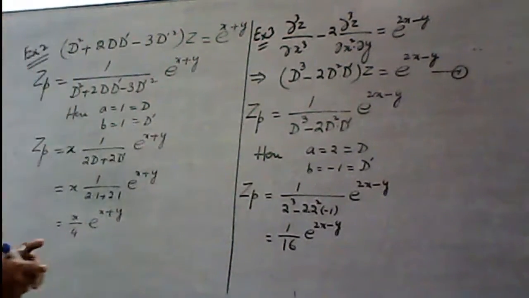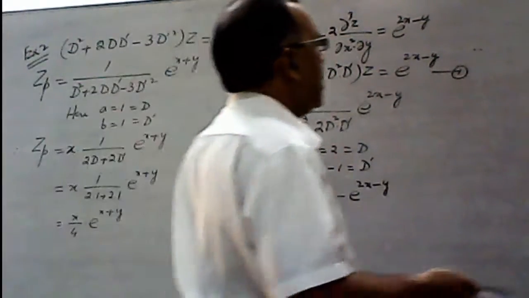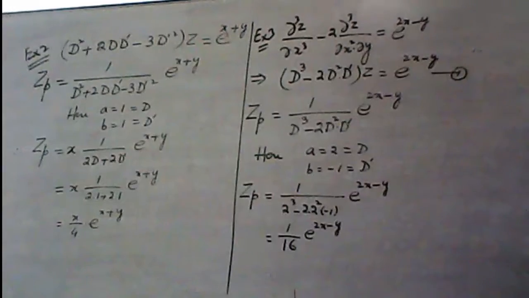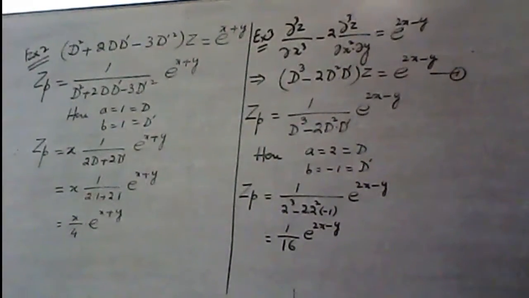So now let me start with method number 2, that is when we have examples like complementary function and other things. So let me give you an idea about method number 2. So now we are starting with method number 2.